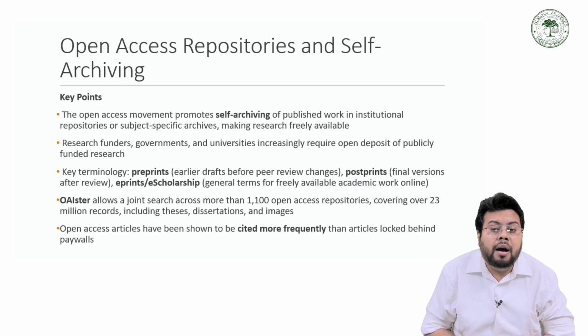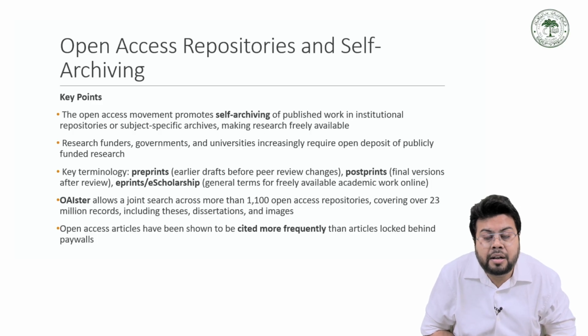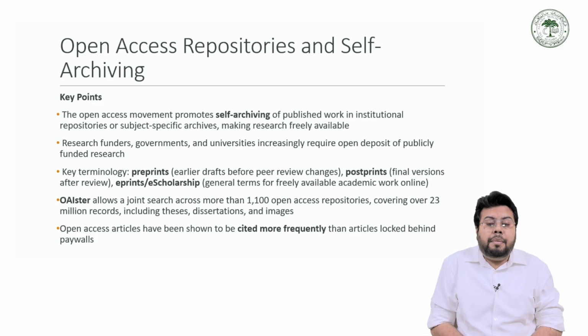A preprint is an earlier draft of an article. Through a repository, you need to check which version you are looking at, and if it's a preprint, you should note that clearly in your own citation rather than presenting it as a final scholarly work.